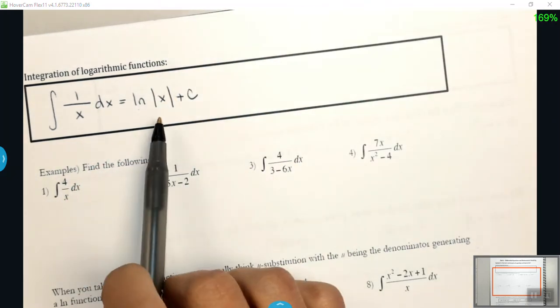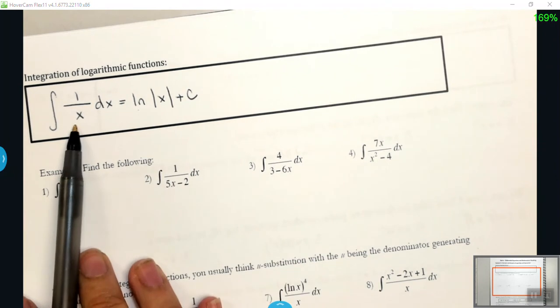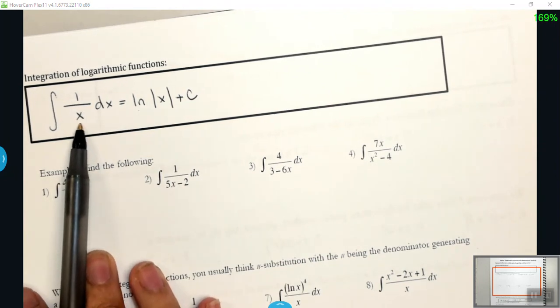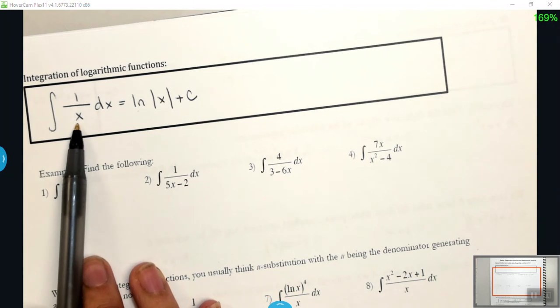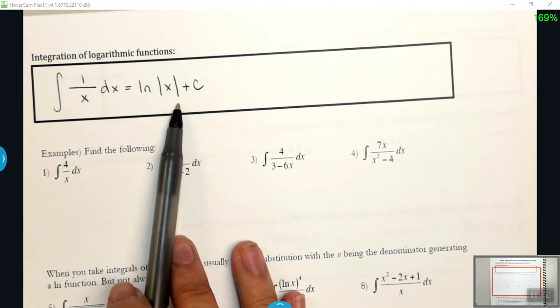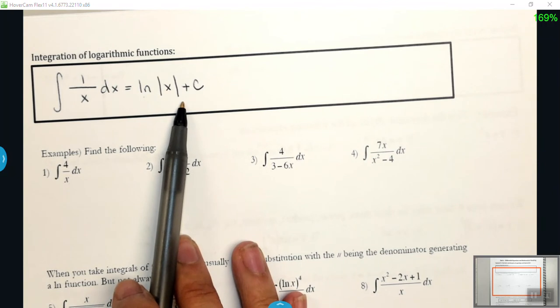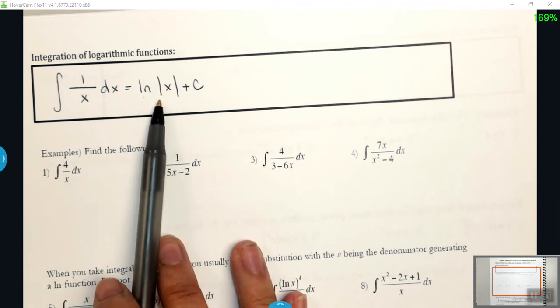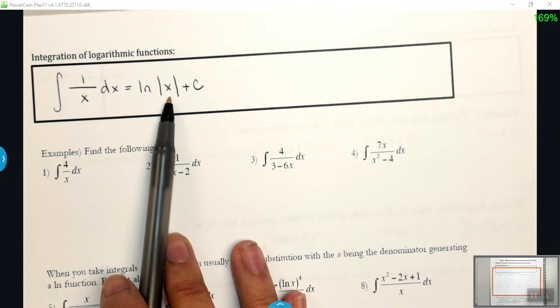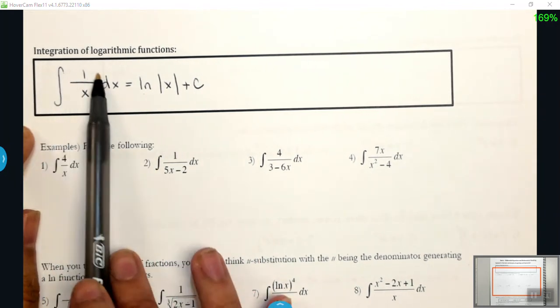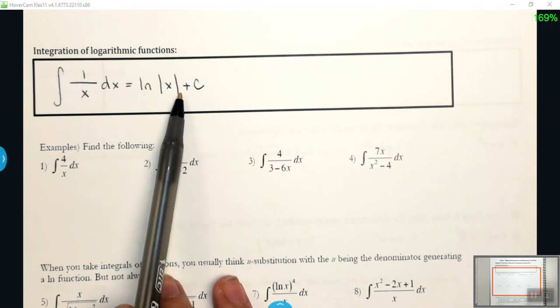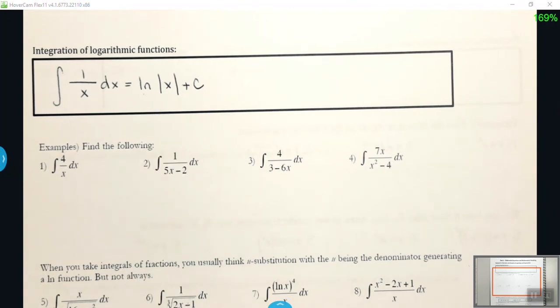Now the absolute value is there because 1 over x has a domain of negative infinity to 0 and from 0 to infinity. So if it has a domain of everything except for 0, then it should also have area of everything except 0, right? But natural logs only exist when the inside is positive, so that's why the absolute value's got to be in there. Okay, so we're going to be able to find area of this function. We just have to put an absolute value in to make sure that every x becomes positive.